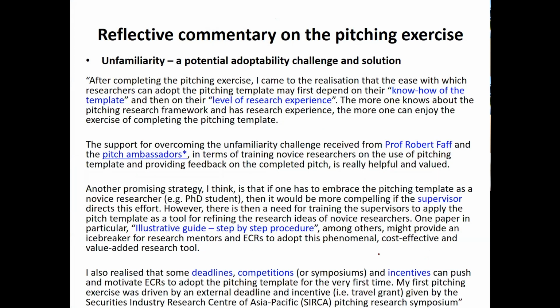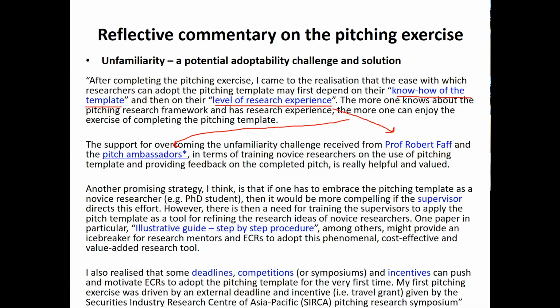The challenge as an early career researcher is that your know-how about the template you're still developing and your level of research experience is very low. If you put them together, you may not enjoy the pitching template as a senior person can enjoy, because they know that they have rich experience. It's easy for them to adopt the template. Okay, so what I recommended at that time, I said Professor Robert and pitch ambassadors can really support those new users by providing them feedback.